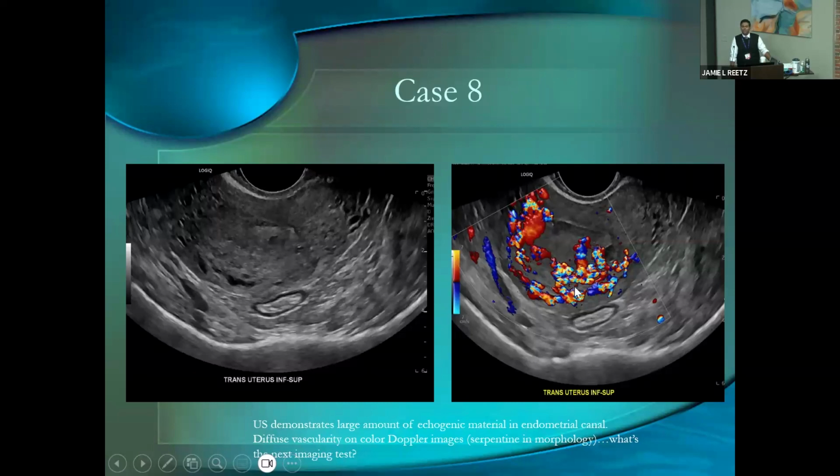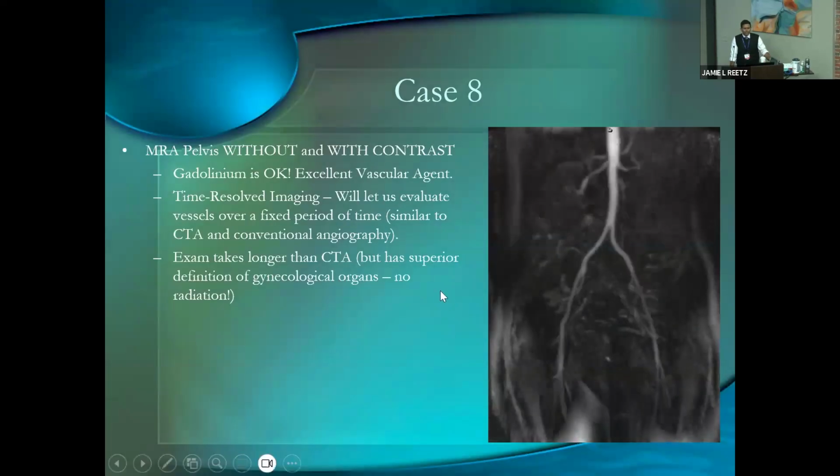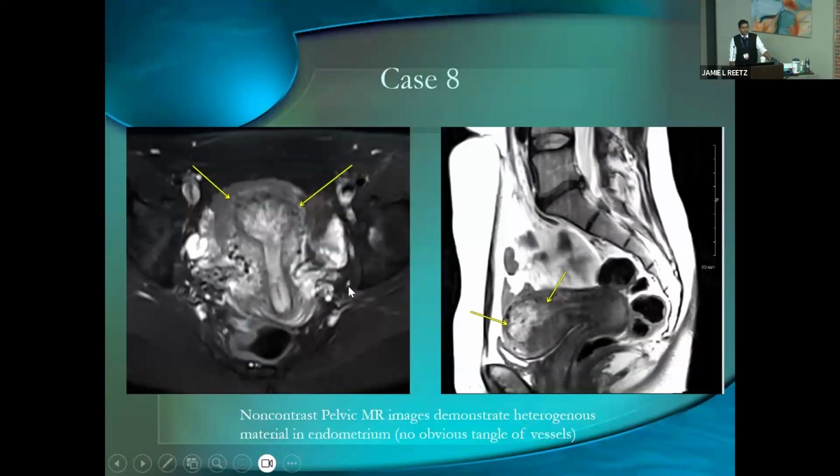So what do we do in this situation? Well, I'm in a situation now where I want to look at gynecological organs, and I want to look for potentially some kind of vascular abnormality. So I say, you know what, this is a patient that would benefit from MR pelvis, and because she's not pregnant, with gadolinium, and would benefit from time-resolved imaging, because I want to look at this vascular abnormality. And so again, let's do an MR pelvis. We'll skip this slide. And so this is her MR pelvis.